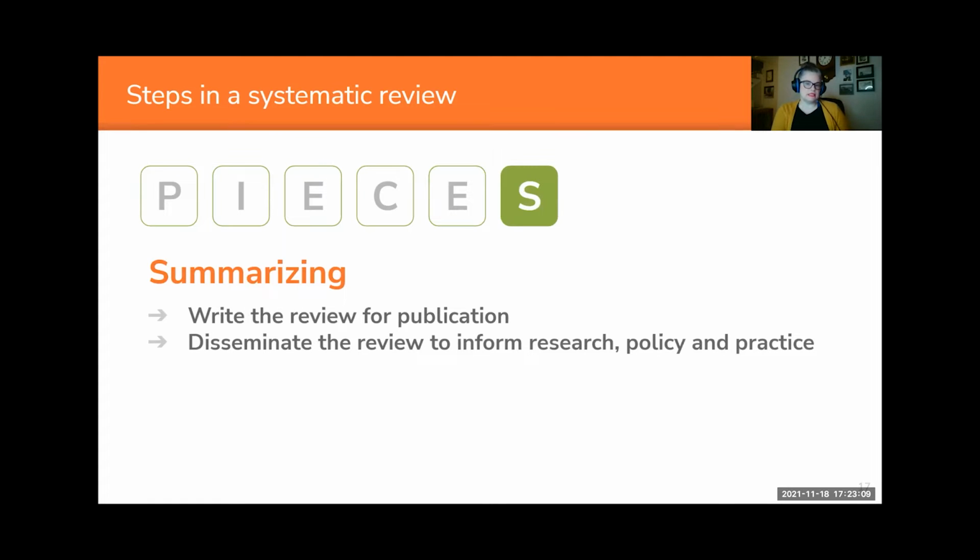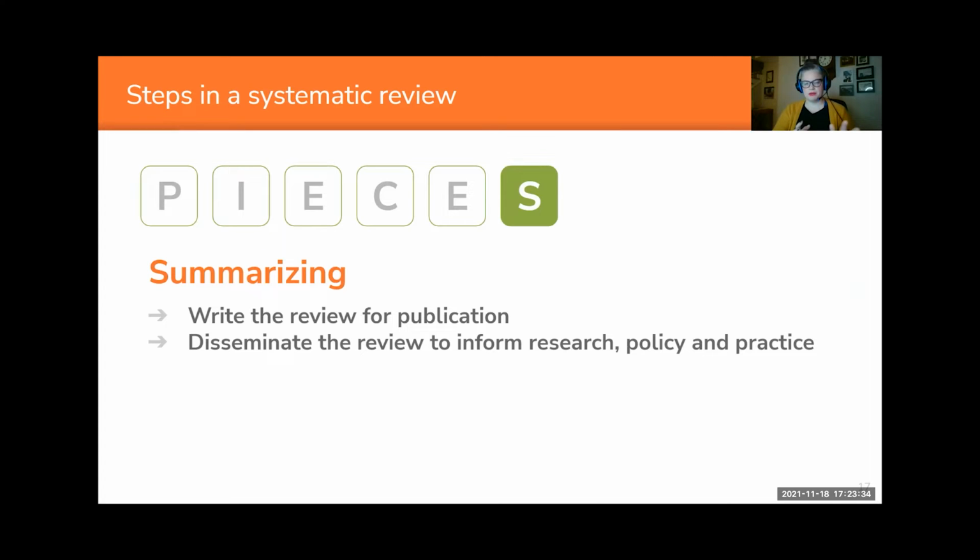And then the last one is the S. So this is essentially you are going to sit down and write your review for publication. And then depending on who your stakeholders are, you'll probably need to disseminate that in different formats. There's one way to write for traditional research, but if you're, for example, using clinical practice guidelines, you may also need to write it as a policy.